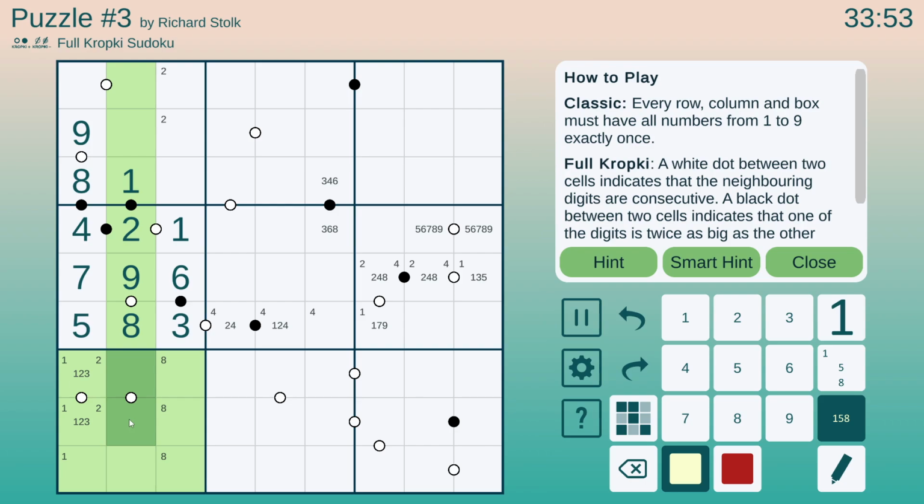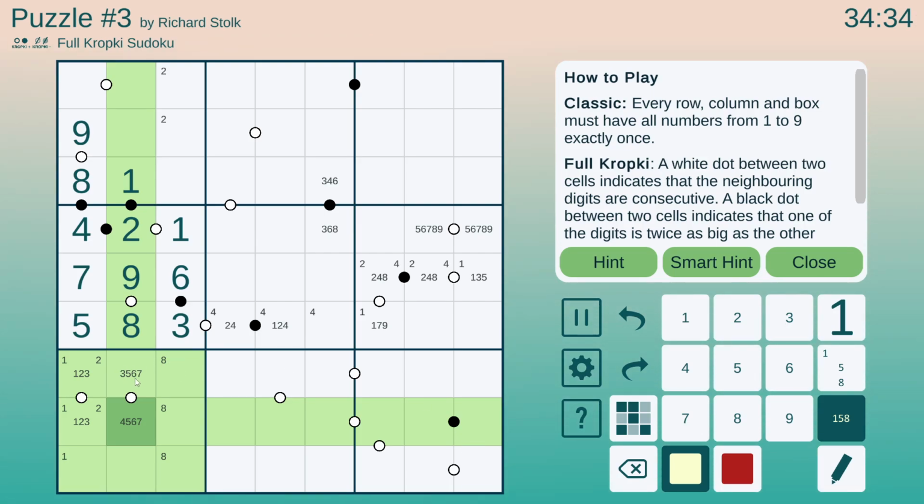1, 2, 9, 8. This is either 3, 4, 5, 6, 7. Yeah. I should write it down. All right. 3, 4, 5, 6, 7. This can't be a 4. This can't be a 3. Could still be a 4 though, because it could be 4 into 3.